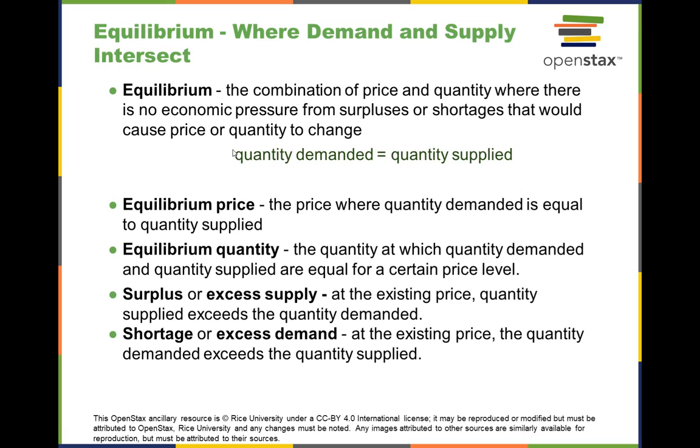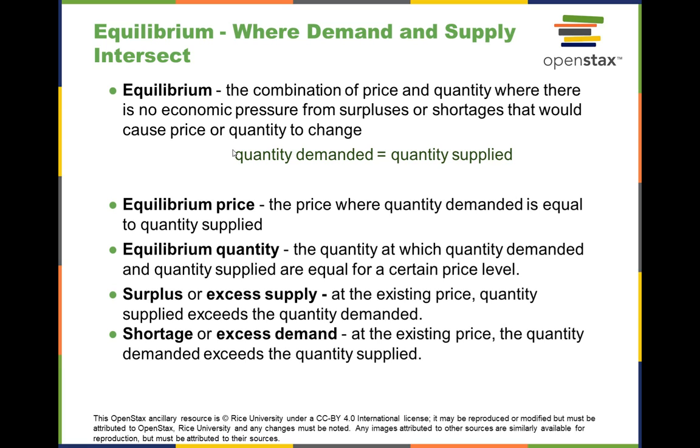Equilibrium is where these two intersect, a combination of price and quantity, where there is no economic pressure from surpluses or shortages that would cause a price or quantity to change. It is where quantity demanded equals quantity supplied. The equilibrium price is where those two lines intersect, where quantities of these two variables equal each other. The equilibrium quantity is the place that is best. This many will be purchased, this many will be sold, and it will also occur at that intersection point.